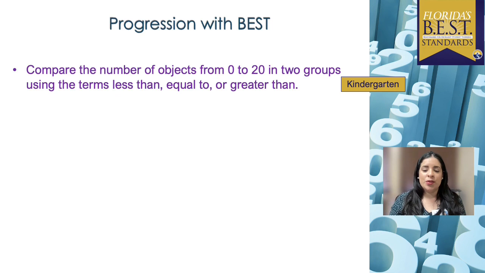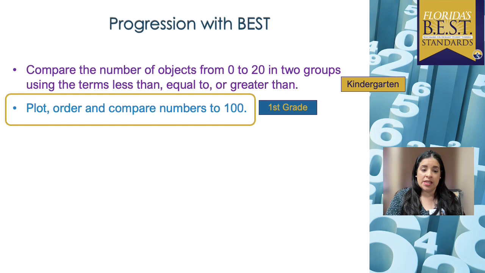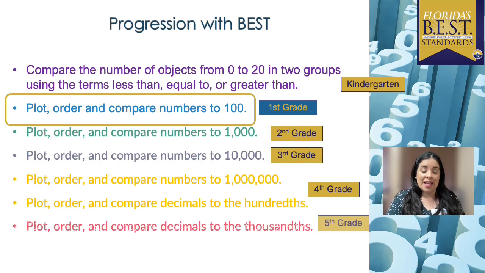Now let's take a look at the progression of comparing and ordering numbers with the best benchmarks. You can see the background knowledge that students should be coming into first grade with from kindergarten, using up to 20 objects and vocabulary to compare values. In first grade, they begin plotting and ordering numbers as well as using symbols to compare up to 100. Take a look at what we are setting them up for in future grades. Notice anything? Of course, you can see that they're going to continue to plot, order, and compare numbers, but with greater values with each grade level.